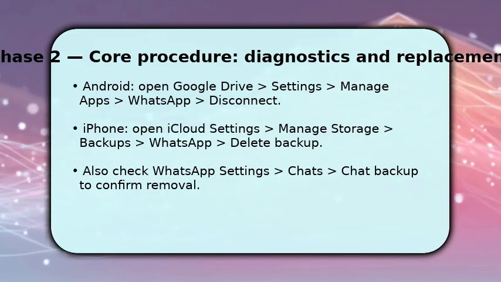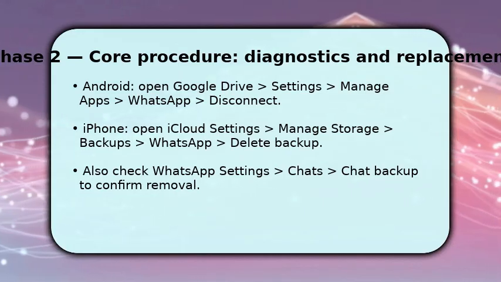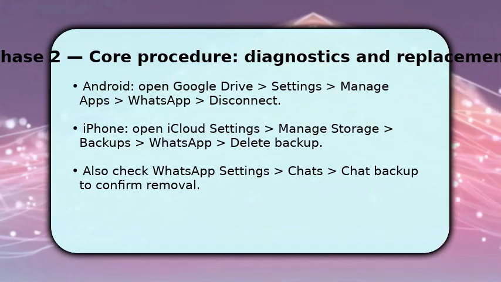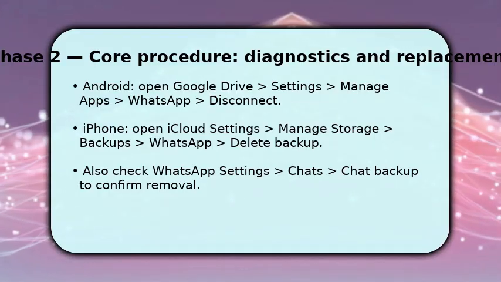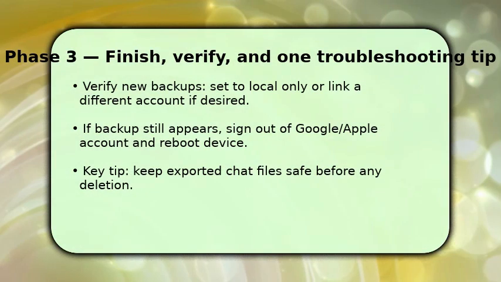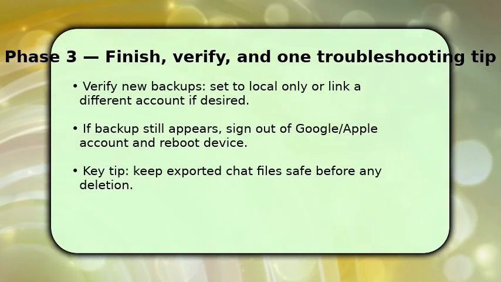This deletes cloud copies. Once you've done the platform-side removal, return to WhatsApp settings, tap Chats, then Chat Backup to confirm no cloud account is listed. Make sure to toggle off automatic backups if you want none. Finish by choosing your preferred backup behavior. Set backups to local only or link a different account within WhatsApp settings.